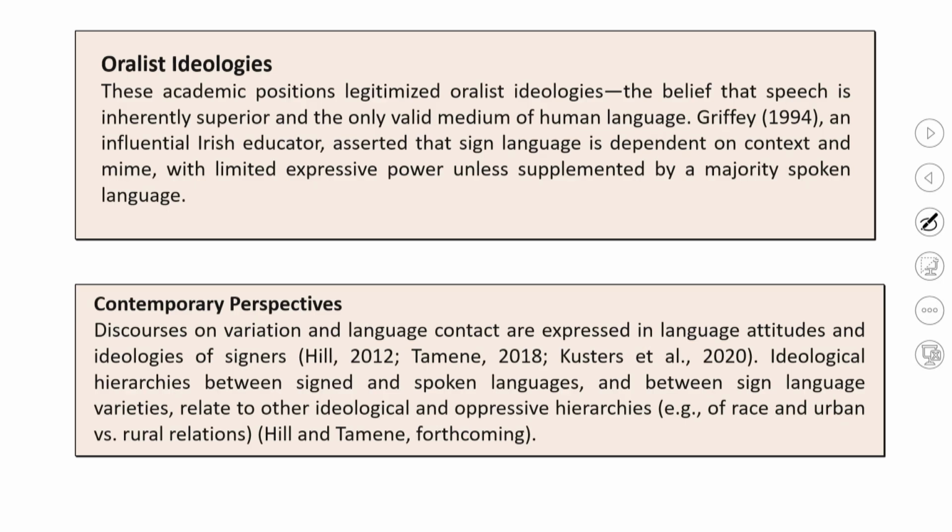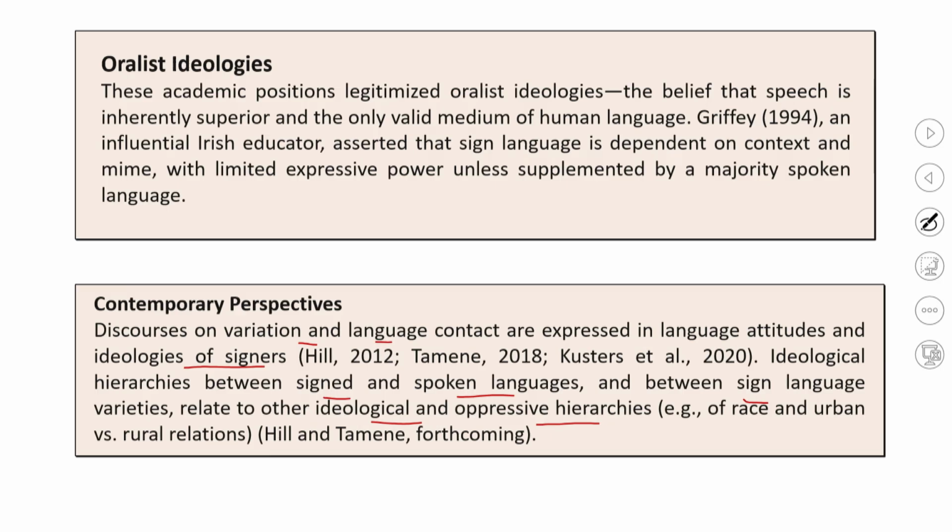And the contemporary perspectives of course have multiple views on this. So, discourses on variation and language contact are expressed in language attitudes and ideologies of signs as well, just as it is for spoken language. Ideological hierarchies between signed and spoken languages, and between sign language varieties themselves, relate to each other as ideological and oppressive hierarchies.